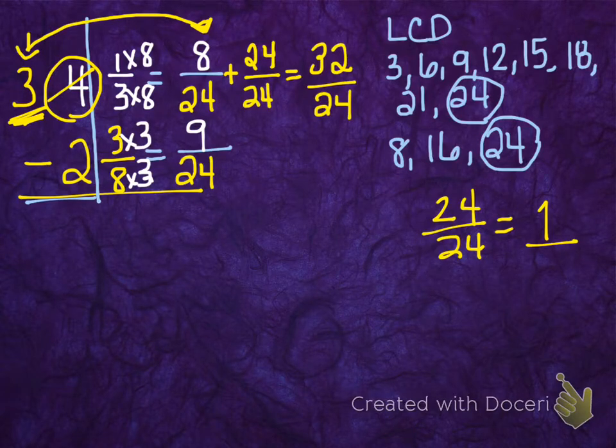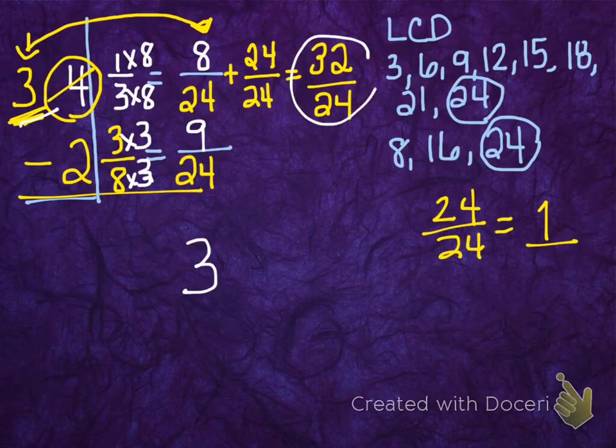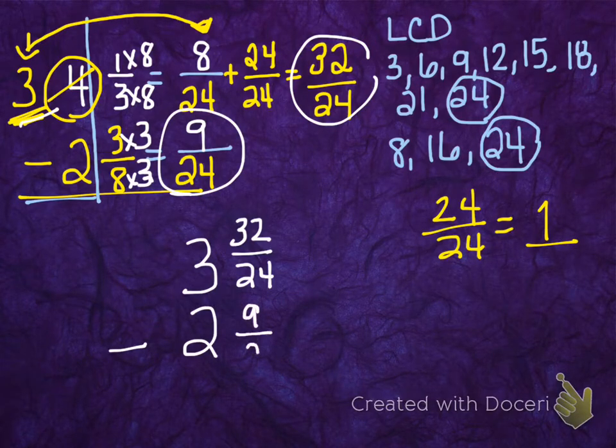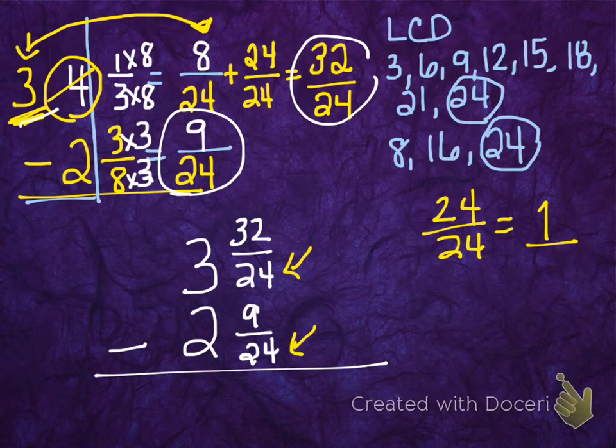Now I have a new part. Now I'm going to rewrite this fraction and only write the parts I need. So I still have my 3, and now I have this new part, which is 32 24ths minus 2, and then there's this part right here, 9 24ths. Now, again, my denominators are now alike. And since they're alike, I can now subtract 32 minus 9.